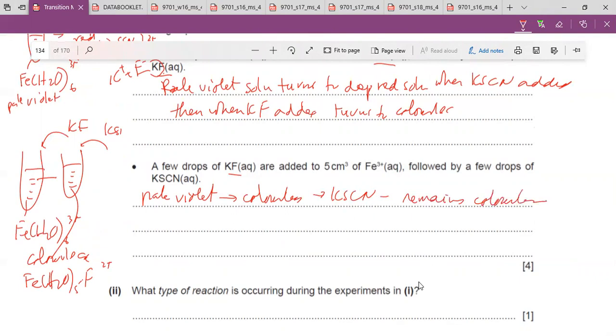Now you have to give your rationale, okay? Which means who is the stronger ligand? So the F minus is stronger than your SCN, and SCN is stronger than water as a ligand. Okay, right? What direction is this? Ligand exchange, right?